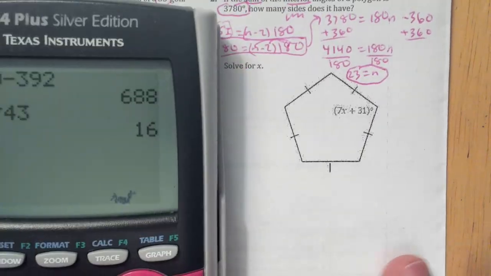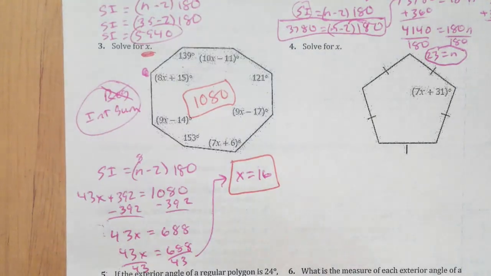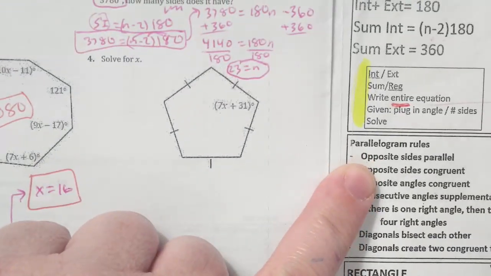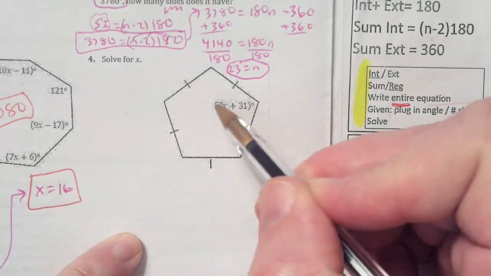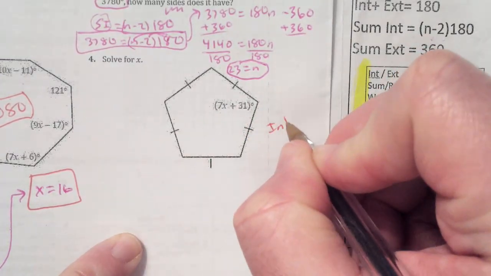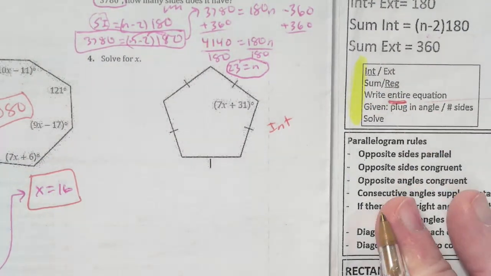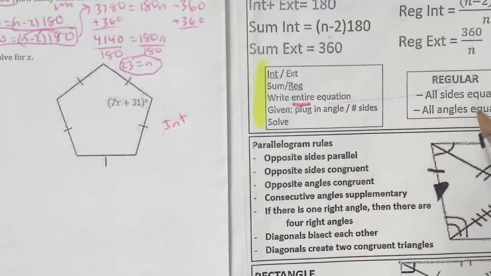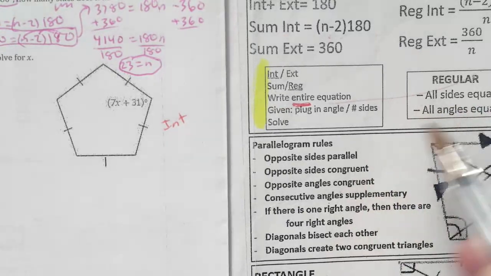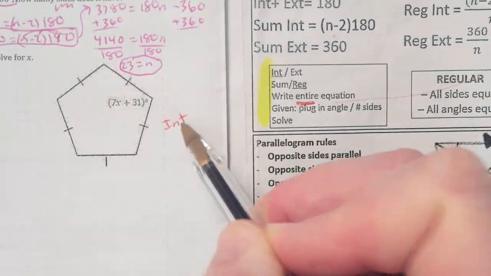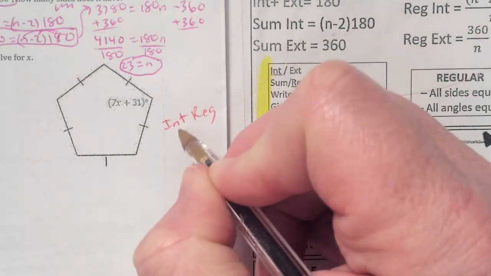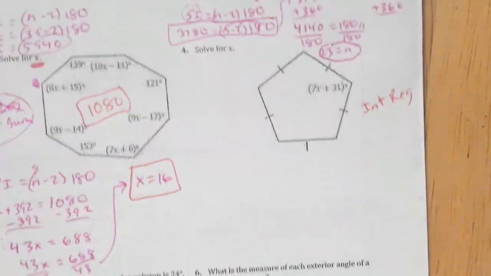All right, so this one, number 4. Number 4, following our same steps, is this interior, exterior? Okay, so this is on the inside. So it's interior. Is it regular or sum? Now, because it is all equal, all the sides are equal, all the angles are equal, so this would be regular. So interior, regular, so that's regular interior.